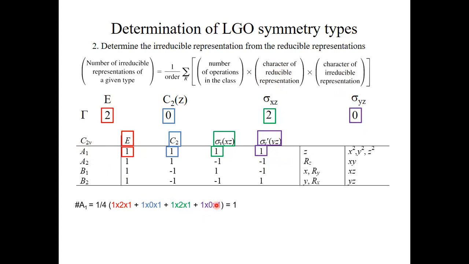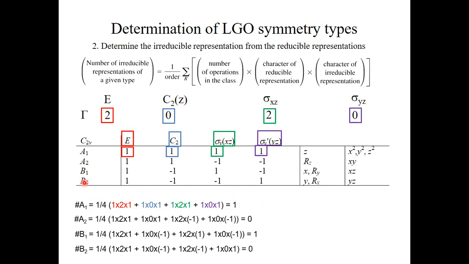Okay, now we have found all 4 products, and we just add these 4 products together and divide it by 4. And if we do so, then that gives 1. Because that's 2 plus 0 plus 2 plus 0, that gives 4. And 4 over 4, well, that gives 1. So now we know that one of the 2 ligand group orbitals that we are looking for has the symmetry type A1. By applying the reduction formula to the other 3 symmetry types, we can now find also the symmetry type of our second ligand group orbital.